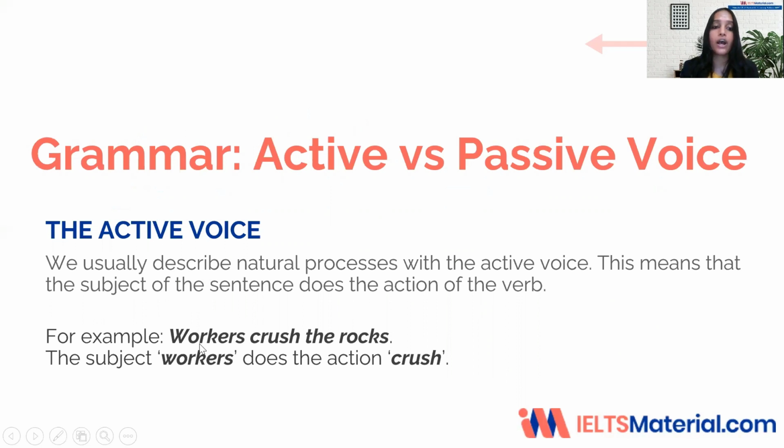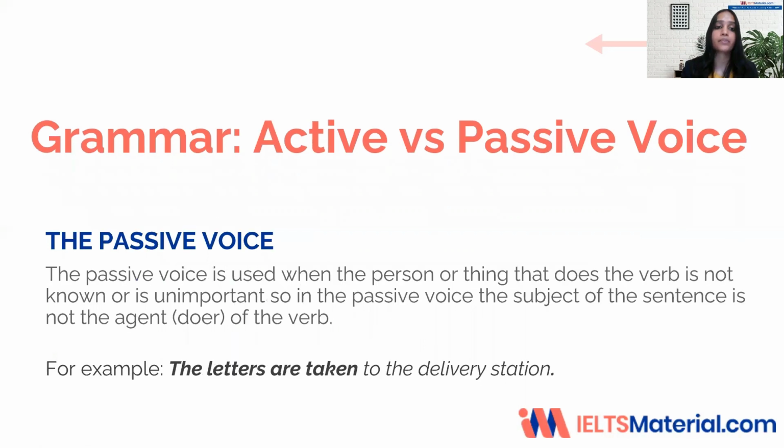For example, workers crushed the rocks. Here, our subject is workers. And what action do they do? Crushing the rocks. So here, the highlight or the focus is on the doer of the action, that is the workers. Hence, this is active voice.